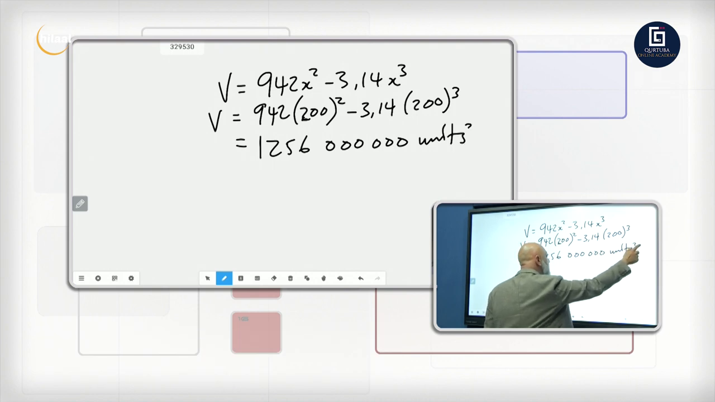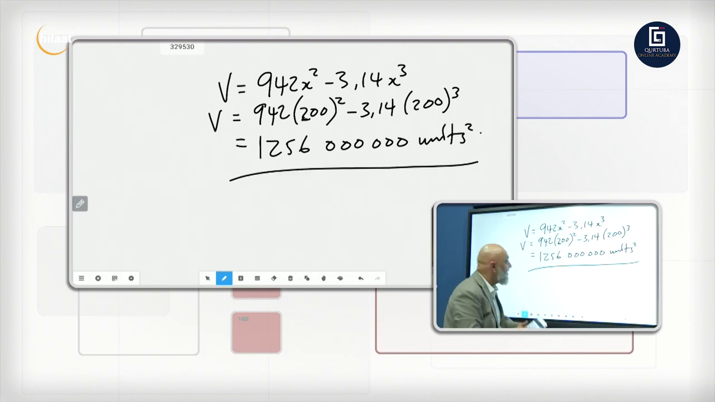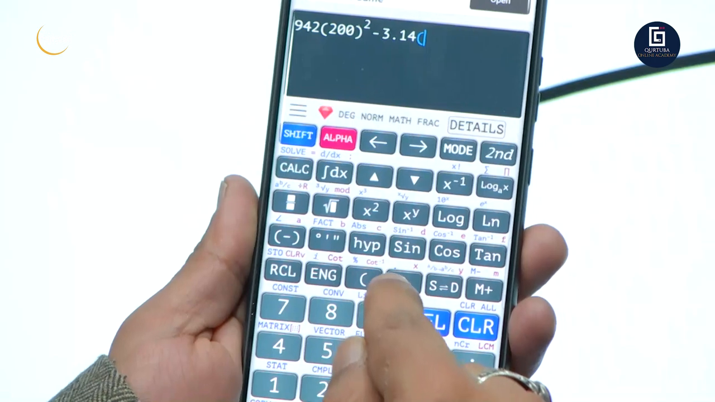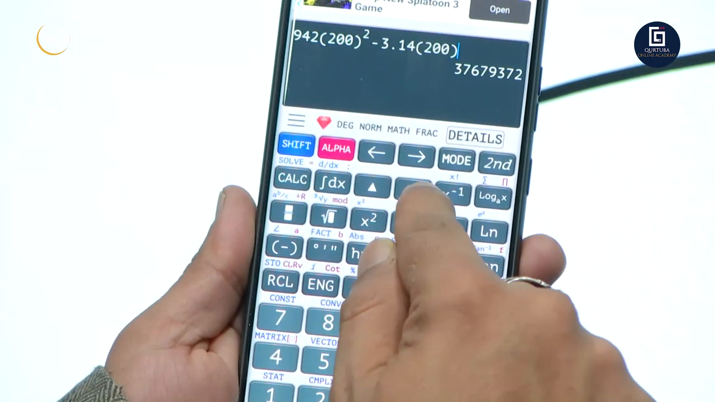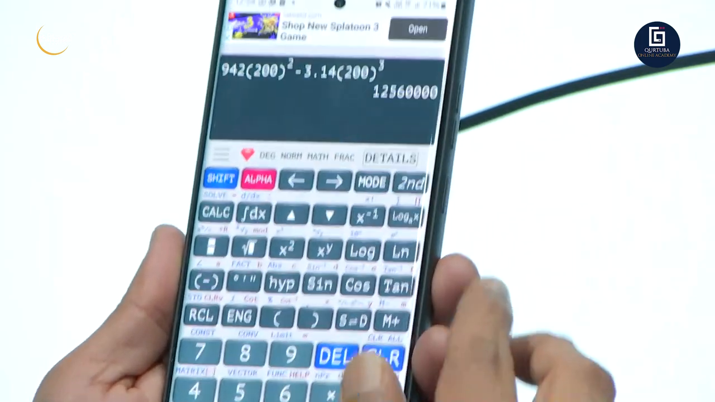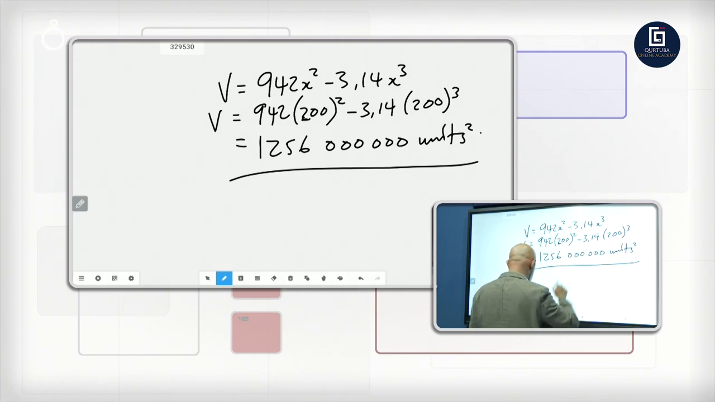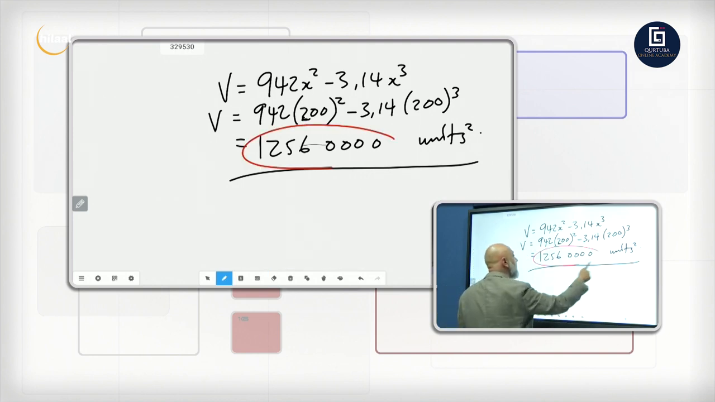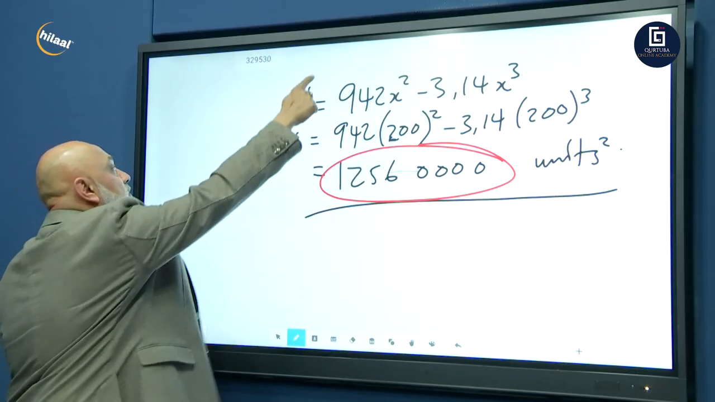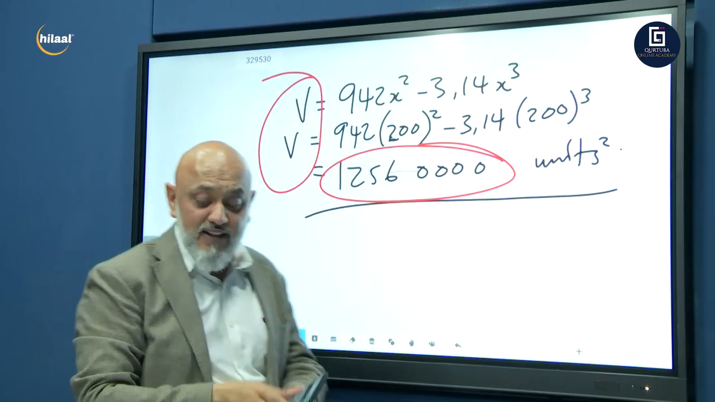Let's check it on the calculator. We get 942 into 200 squared minus 3.14 into 200 to the power 3, which equals 1, 2, 5, 6 and 4 zeros. So we just take out 2 zeros from there. That's your final answer, guys. You found the maximum volume of that cylinder.